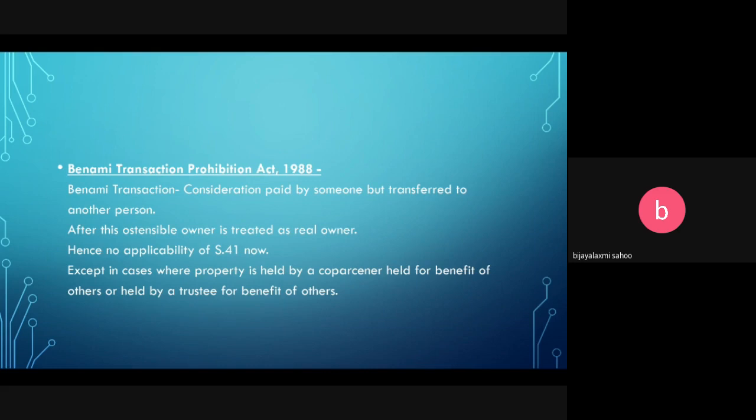Now, I also told you that after the coming into force of the Benami Transaction Prohibition Act, this concept of ostensible owner has somehow become redundant. Because what is a Benami transaction? That is when I purchase it in the name of another person. I am paying the consideration, but because I intend to evade taxes or escape the liability of a certain kind, I am purchasing it in the name of another person.